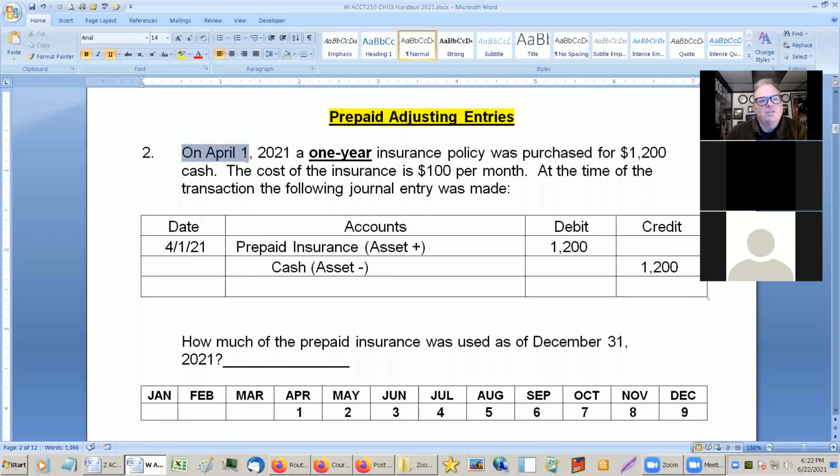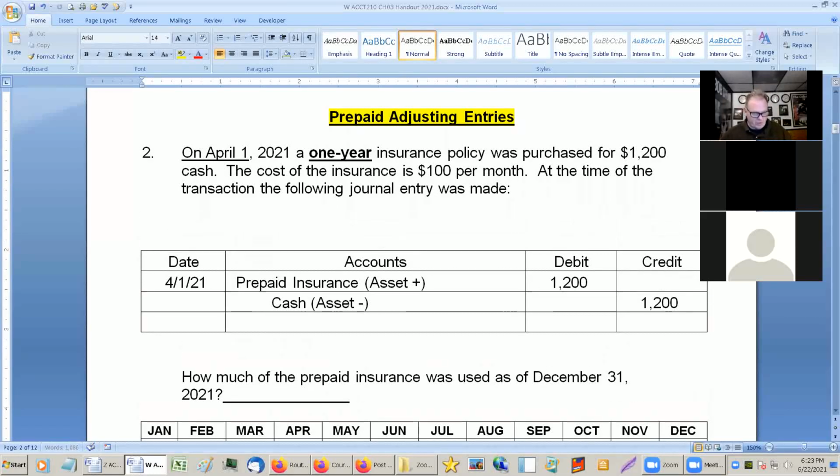Okay, so on April 1st, that's important, they bought a 1-year insurance policy, purchased for $1,200 cash. The cost of insurance is $100 per month. And you can probably see where that came from, right? If they paid $1,200 cash and it's for 1 year, it's for 12 months. So I'm sure you guys have already picked up on this, but stating the obvious, we'll put in.